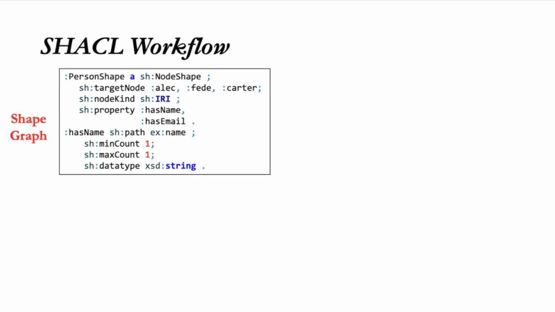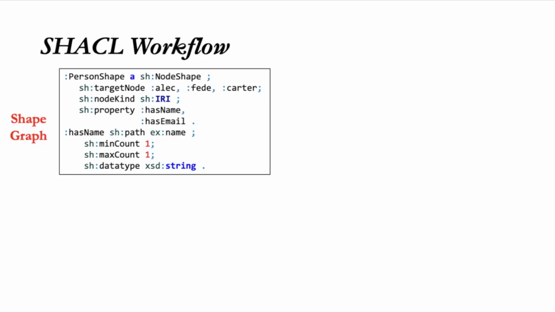Here's a shape graph, a constraint graph. Observe, you have a person shape. It's a type of node. It has target nodes. They should look familiar: Alec and Fede and Carter. And it's saying that these things have to be a certain kind of thing. They're IRIs. And then they have properties associated with them, names and emails.